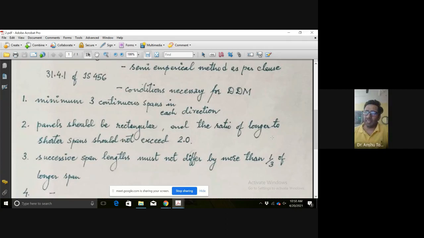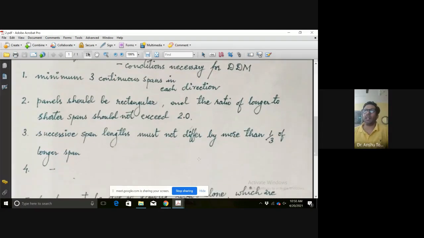So the same is applicable here. It should not exceed 2.0 for the DDM to be applicable. And the third one is that successive span lengths must not differ by more than 1/3 of the longer span. So the continuous span should not vary more than 1/3 of the longer span.